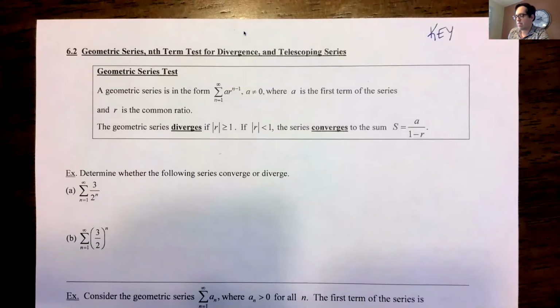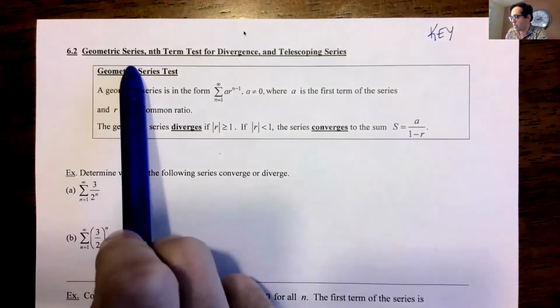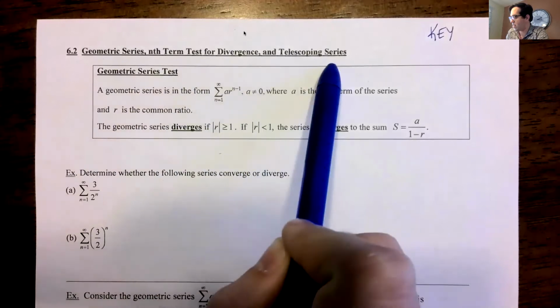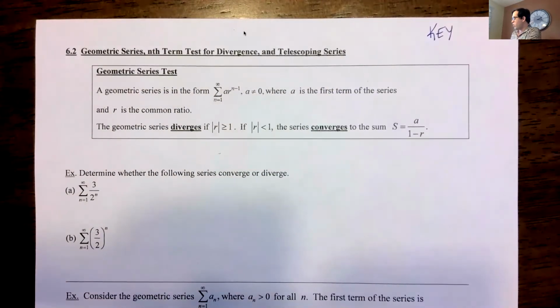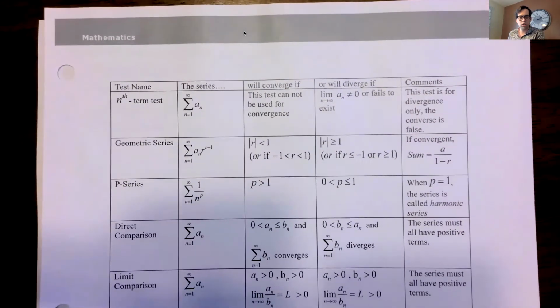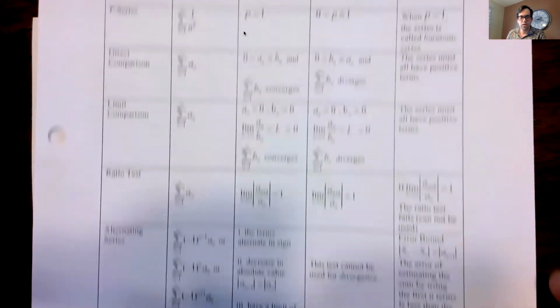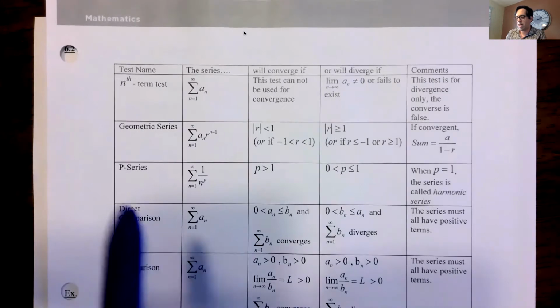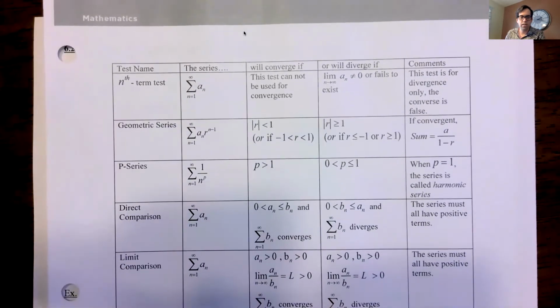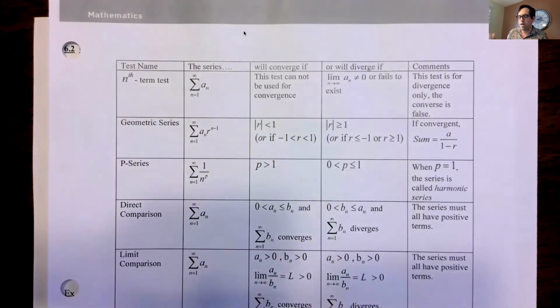All right, so here we have 6.2. Again, we're talking about geometric series, nth term test, and the telescoping series. So the first thing I want to say is that attached on Schoology is this chart, which we're going to need throughout this entire unit. This has almost all of the tests that we're going to be using either to show convergence or divergence of a series. And we're going to go over a couple of these today, but this chart will get you ready for the whole rest of the unit.